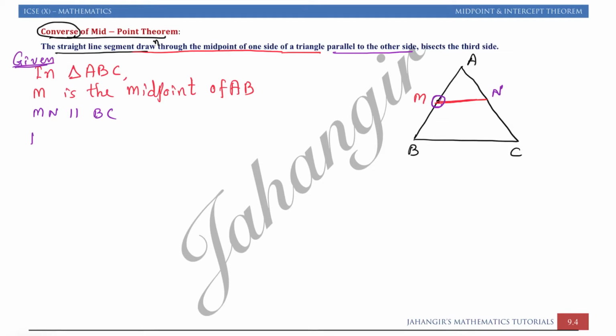Whenever we have a line passing through the midpoint of one side of a triangle parallel to the other, then we have to prove it bisects the other side. Therefore we have to prove N is the midpoint of AC. N is the midpoint of AC everywhere. So in the converse of the midpoint theorem, a line segment drawn through the midpoint of one side of the triangle parallel to the other bisects the third side. This we will prove in detail.